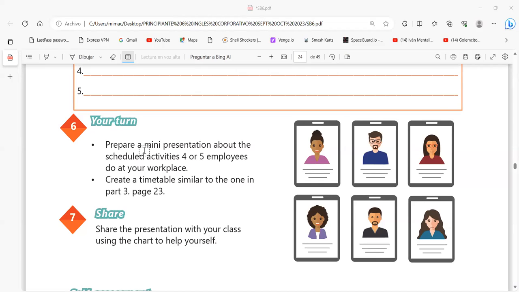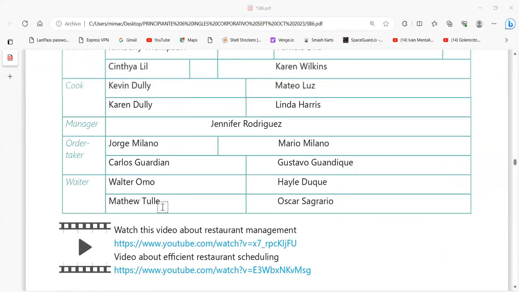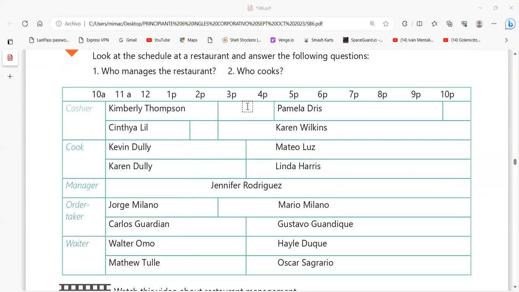Exercise number 6. You have to prepare, in class, a mini presentation about the scheduled activities of 4 or 5 employees, of what they do at your workplace. Create a timetable similar to the one in part 3, page 23. Okay, you have 1, 2, 3, 4, 5, 6 people. It can be 2 or 3, okay? Similar to this one, you create a timetable.